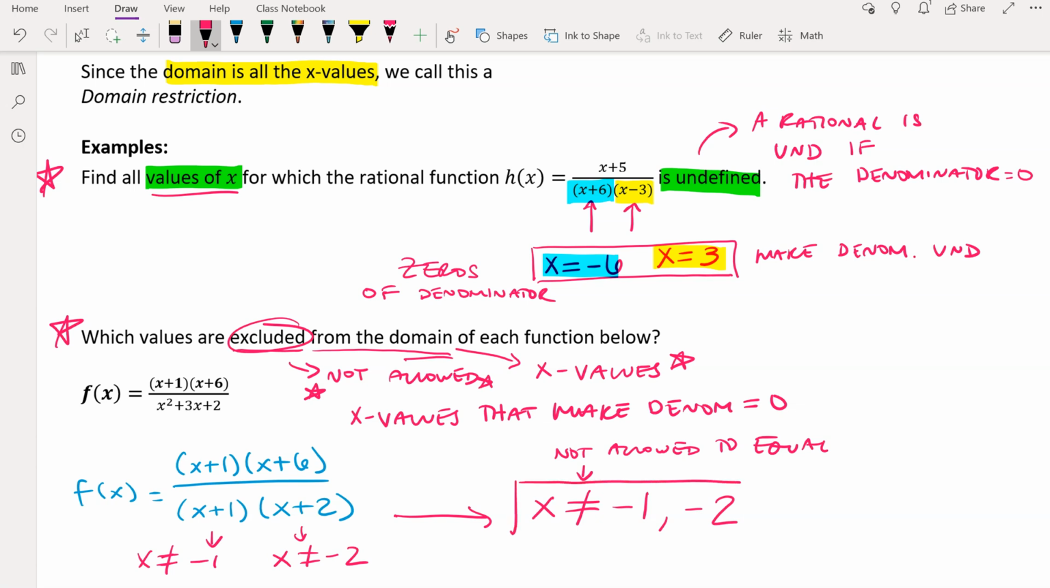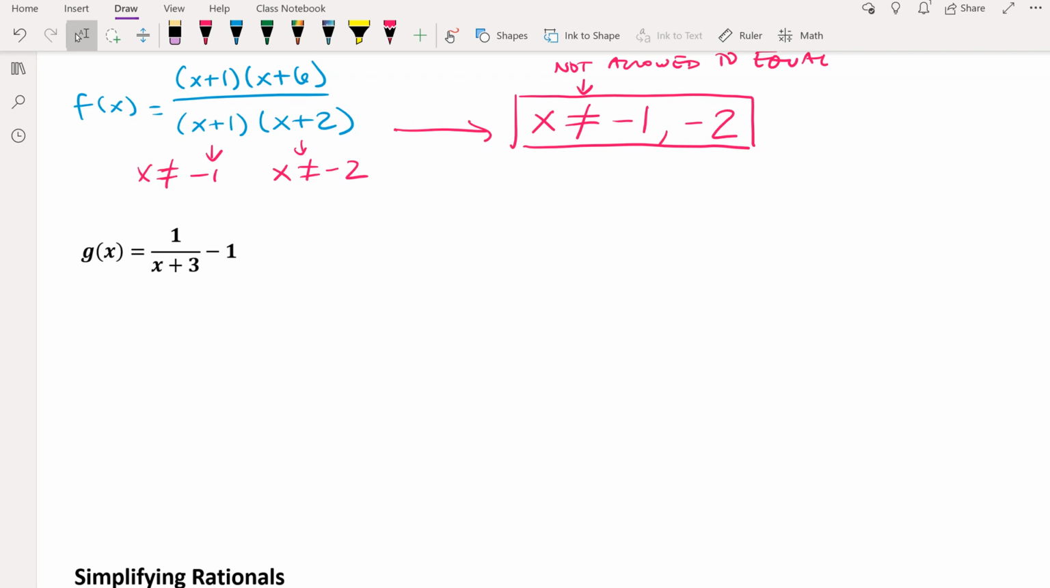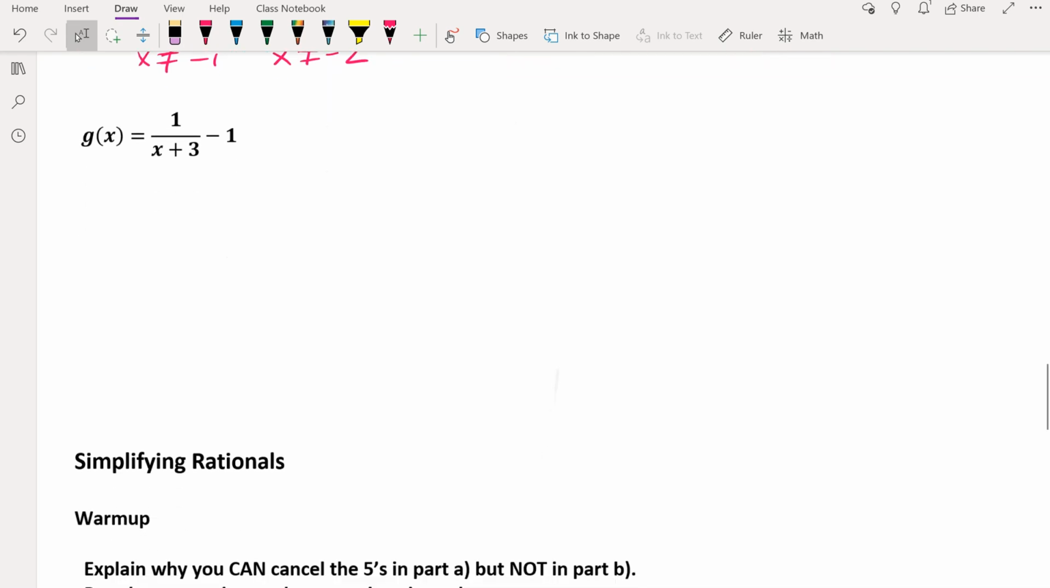For this problem, we wrote it differently. We said x is not allowed to equal because they used excluded. So it was just like the way the question was worded. Okay, so let's move on. Oh, we do have one more example. Good. Okay, y'all try this one.